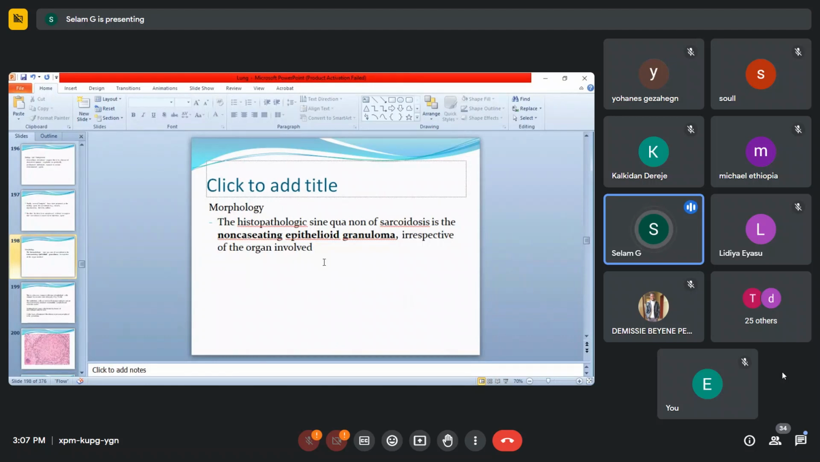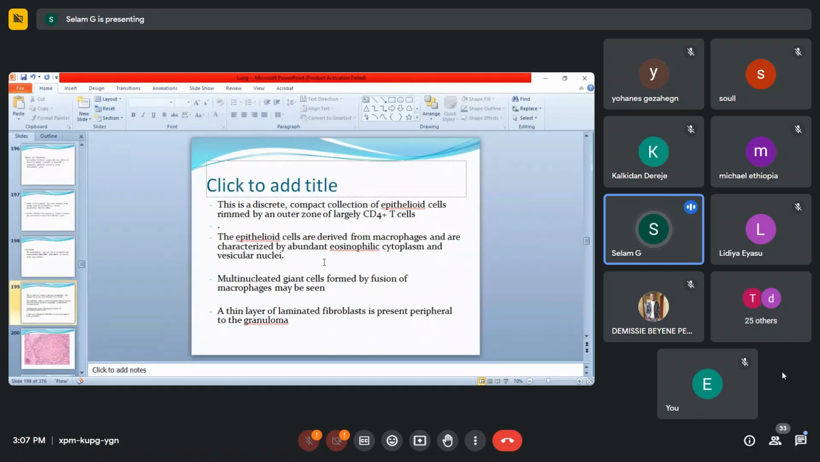Morphologically, the histopathologic sine qua non is the presence of non-caseating epithelioid granuloma, irrespective of the organ involved. This is a discrete, compact collection of epithelioid cells rimmed by an outer zone of large CD4 cells. The epithelioid cells are derived from macrophages and are characterized by abundant eosinophilic cytoplasm and vesicular nuclei. Multinucleated giant cells formed by fusion of macrophages may be seen. A thin layer of laminated fibroblasts is present peripherally to the granuloma.